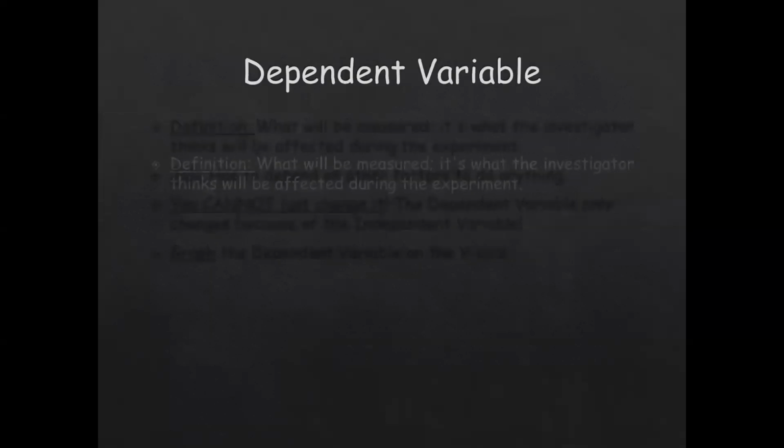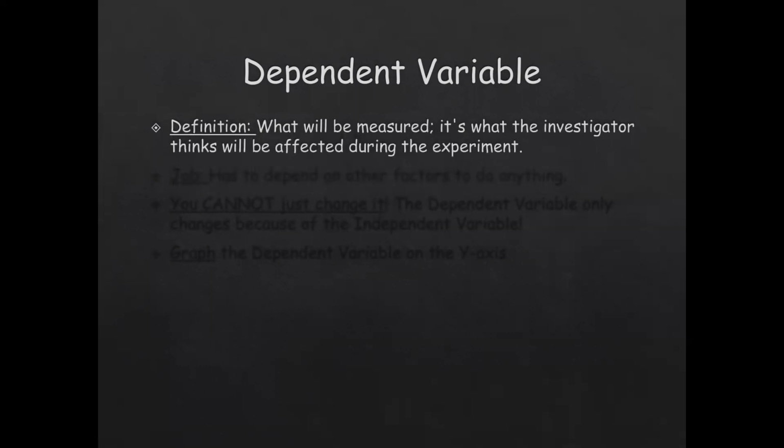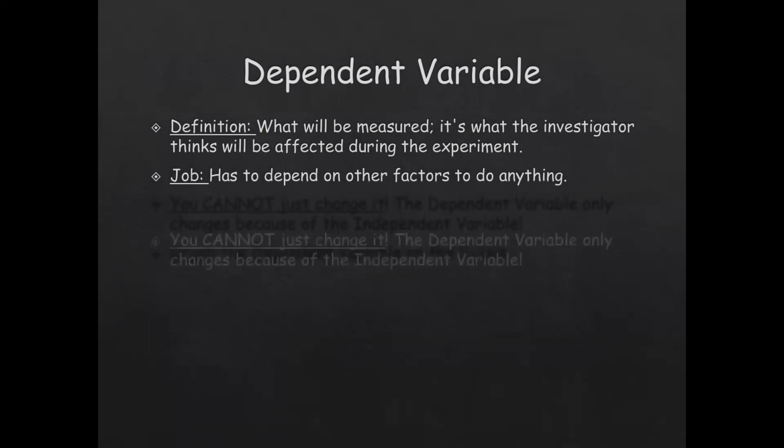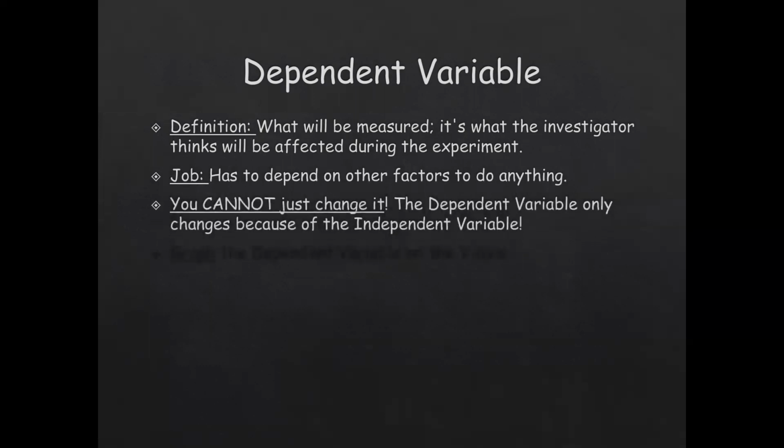A dependent variable is what is measured. It's what the investigator thinks will be affected during the experiment. This is what is affected. So its job has to depend on what other factors do to it. This you cannot change. The dependent variable only changes because of something that happens with the independent variable. And when you're looking at a graph, the dependent variable is always on the y-axis.